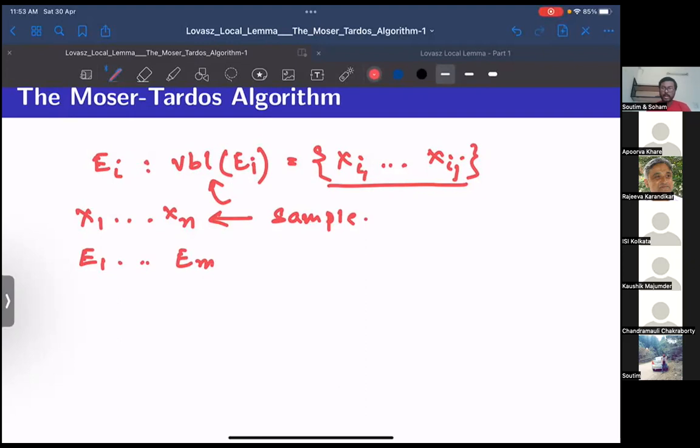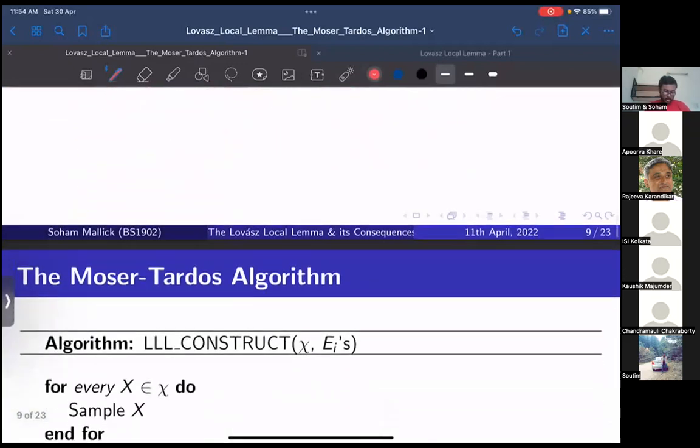So suppose E1 is satisfied. What I do is resample the variables that completely determine this event. Due to this, some other event may be violated, or rather some other event Ei is satisfied. So again, I have to resample and this process continues. This is essentially what the Moser-Tardos algorithm is.